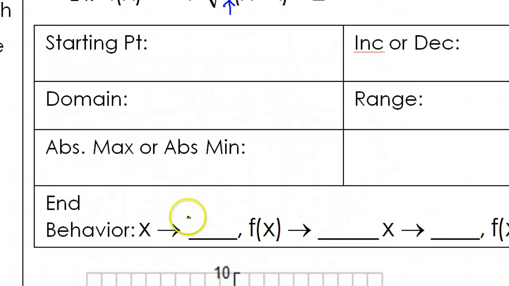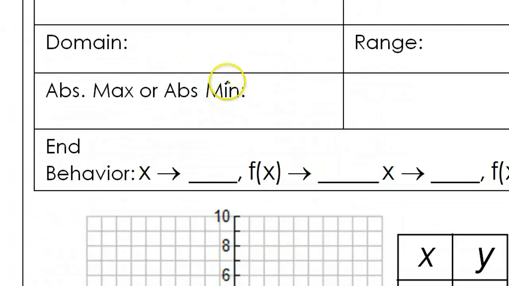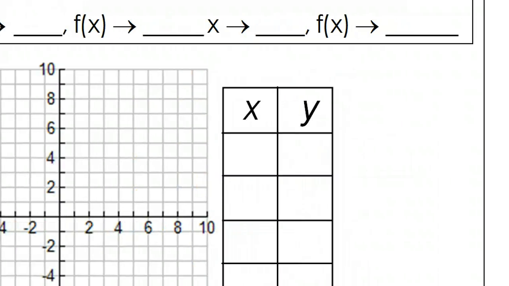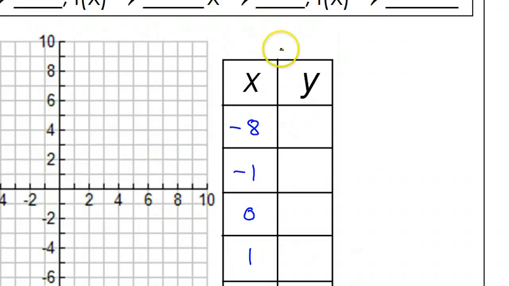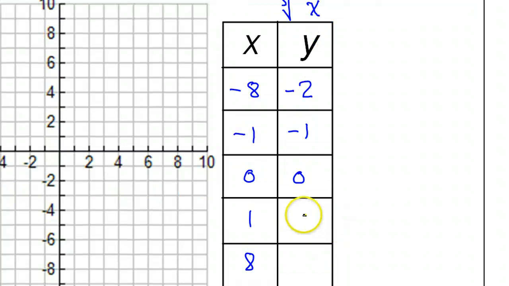Okay, now notice that this is a cube root function. So normally, for a cube root function, we like to use x values of -8, -1, 0, 1, and 8. And then normally we go ahead and take the cube root of those x's. So that will give us -2, -1, 0, 1, and 2. Now we still want to use these y values, but we're going to need different x values this time.